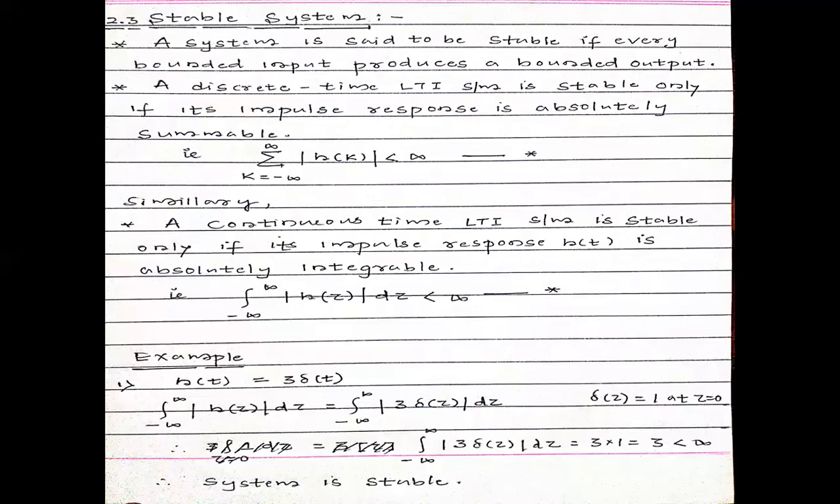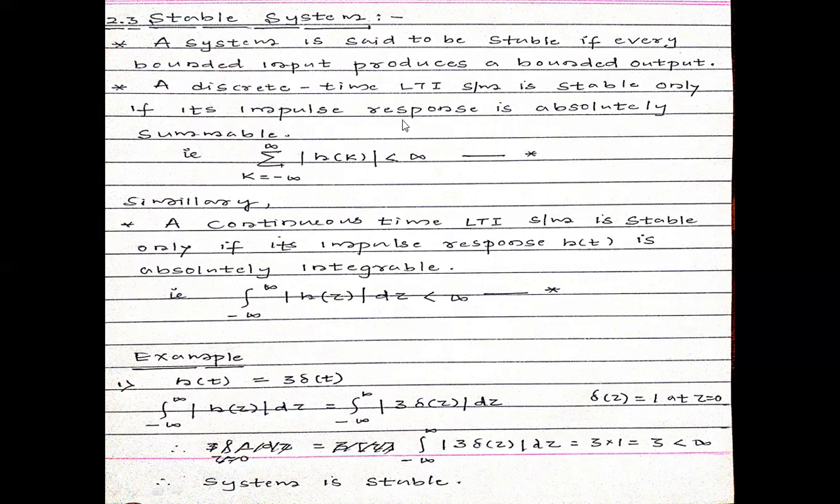And the one more system property we have is the stable system. Any system is said to be stable if every bounded input produces a bounded output. So bounded input means the finite input, right? So for every finite input, if the system produces a finite output, that is bounded output, then the system is considered as the stable system. Otherwise, it is unstable, right?